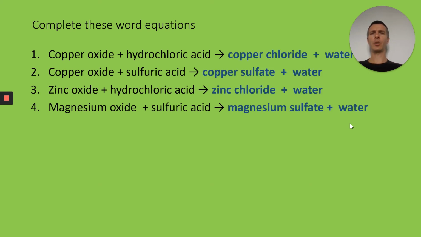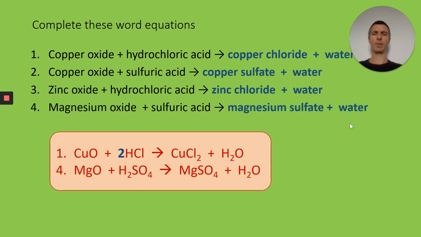So here are the answers. So number 1, you make copper chloride plus water. Number 2, copper sulfate plus water. Number 3, zinc chloride plus water. Number 4, magnesium sulfate plus water. They're the balanced symbol equations. If you could pause the video, please, to mark your work.